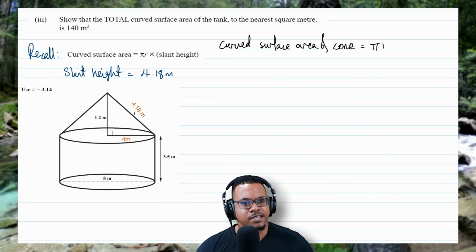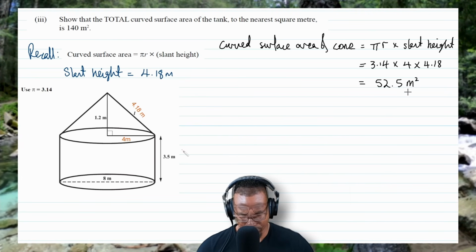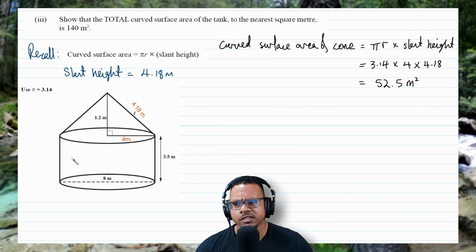It will be pi times r times the slant height L. All right, so pi we're using as 3.14. The radius is 4 meters. And the slant height is 4.18 meters. So that'll be equal to 52.5 meters squared. Now we have to work out the curved surface area of the cylinder.